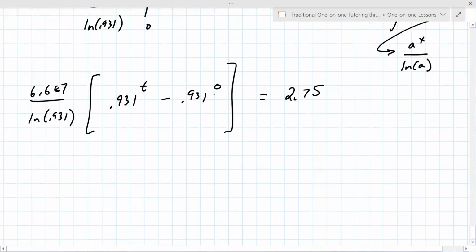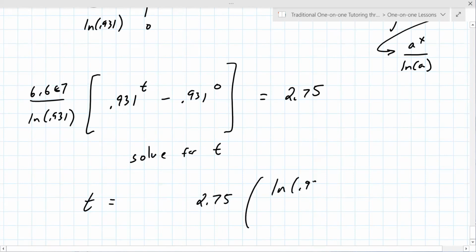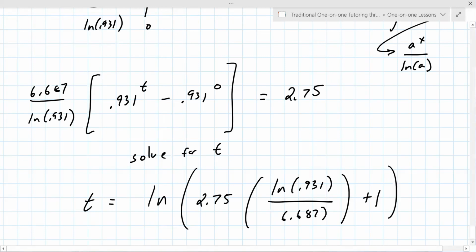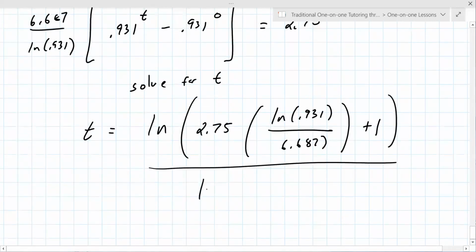And this is one, this is whatever it is. So you're solving for t at this point. So let's see here. t equals 2.75 times the natural log of 0.931 over 6.687. This is one, this is minus 1, so you would add 1. You would take the natural log of both sides again, and then you would divide by the natural log of 0.931.